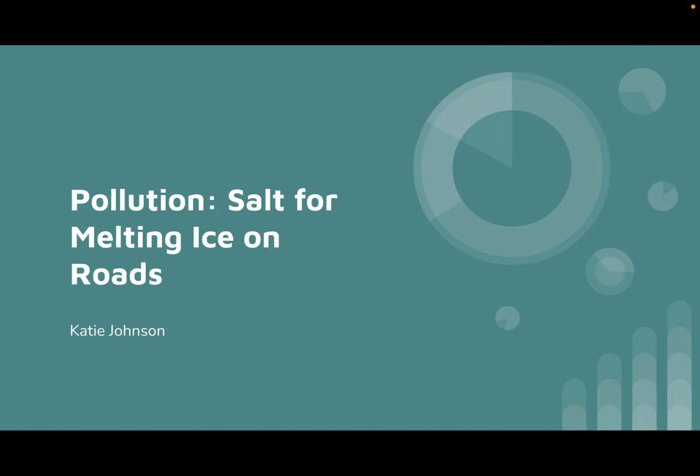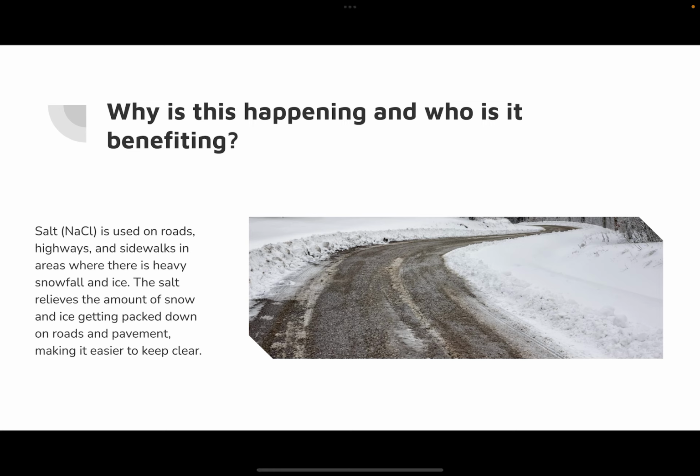This presentation is going to be about how salt from melting ice on roads can cause pollution. Why do we use salt to melt ice on roads, and who is it benefiting? Salt, or NaCl, is used on roads, highways, and sidewalks in areas where there is heavy snowfall and ice. The salt relieves the amount of snow and ice getting packed down on roads and pavement, making it easier to keep clear. It is commonly used in areas with heavy snowfall and long, cold winters.